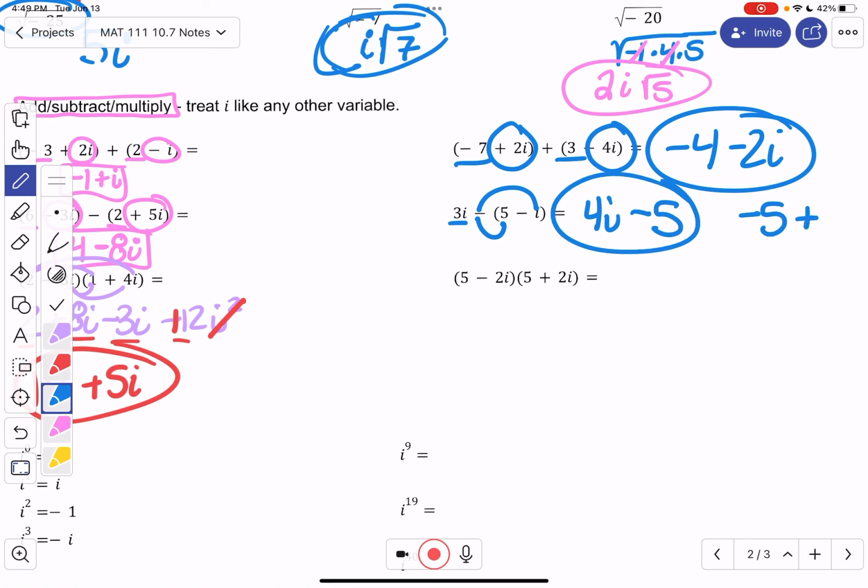A plus bi form, which is what MyLab wants, is always going to want the real number first. Just so if it's marked wrong for this in MyLab, that's why. You don't have to change it.